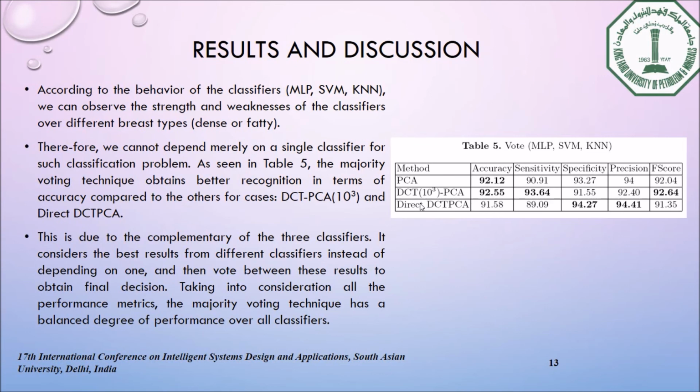Therefore, we cannot depend merely on a single classifier for such a classification problem. As seen in table 5, the majority voting technique obtains better recognition in terms of accuracy compared to the others for cases of DCT-PCA and direct DCT-PCA. This is due to the complementarity of these classifiers. It considers the best results from the different classifiers instead of depending on one, and then votes between these results to obtain the final decision. So taking into consideration all the performance metrics, the majority voting technique has a balanced type of performance over all classifiers.